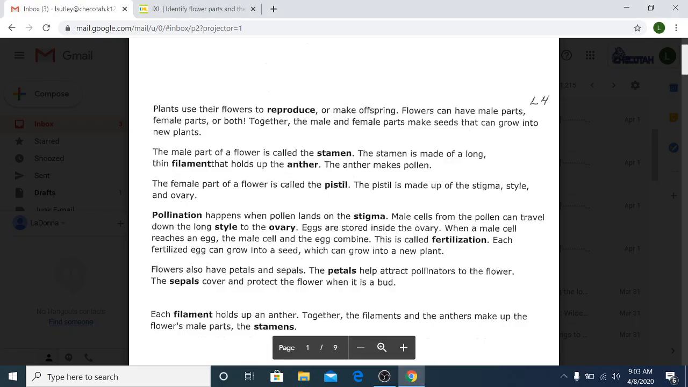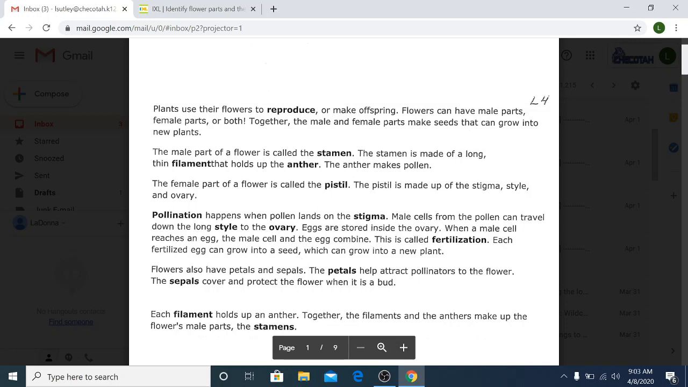Today we're going to be talking about identifying flower parts and their functions. So first, we're going to take a look at some review information. Plants use their flowers to reproduce or make offspring. Flowers can have male parts, female parts, or both. Together, the male and the female parts make seeds that can grow into new plants.